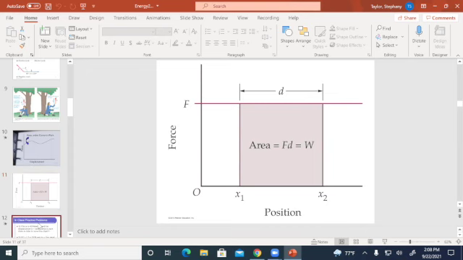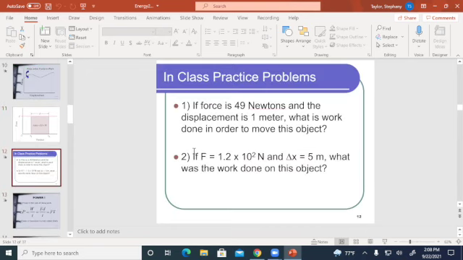Let's work through some problems. Number one, force is 49 newtons and displacement is 1 meter. What is the work done in order to move this object? If we know force is 49 and displacement is 1, you just do 49 times 1, and that will be 49 newton meters, or joules, for number one. The next one has scientific notation, so we will need the calculator.